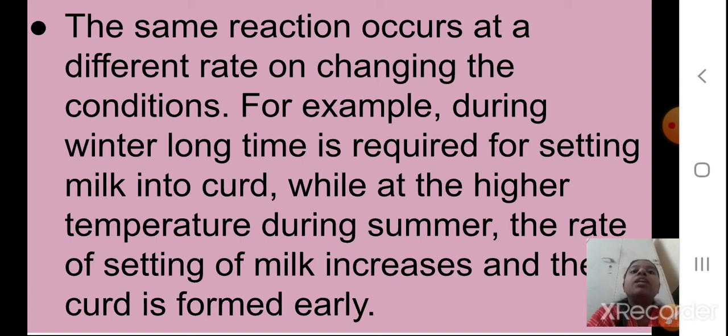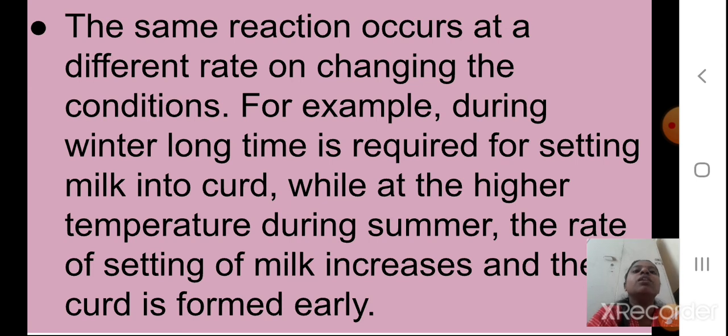For example, during winter, a long time is required for setting milk into curd, while at the higher temperature during summer, the rate of setting of milk increases and the curd is formed early. So if I change the temperature, the rate at which the process of setting milk to curd occurs is also different. So if I change some parameters, students, I can make a slow reaction a fast reaction also.